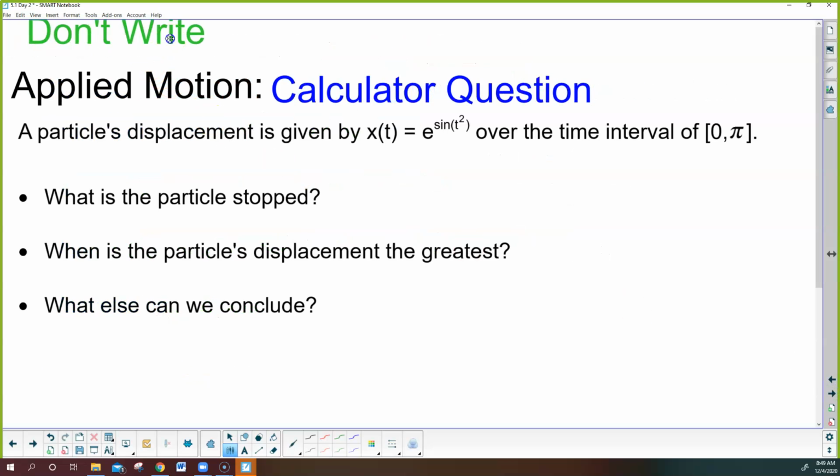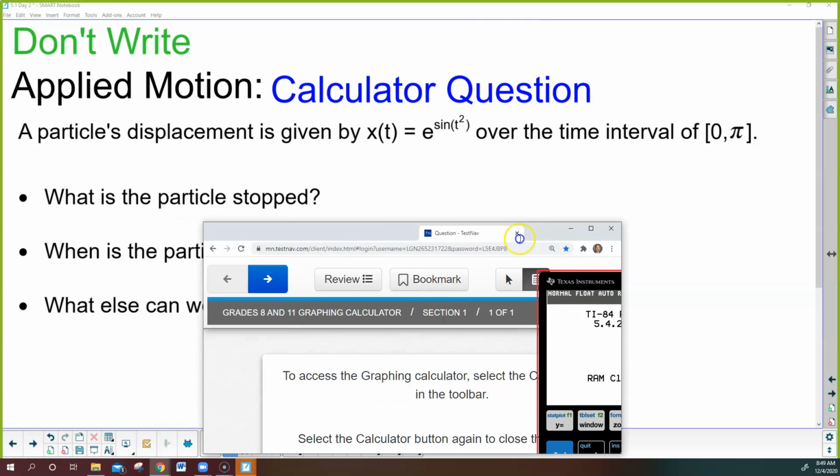Okay, this problem we're going to do in our calculator. So I want you to grab your calculator, whether you're using your computer one or a TI-84 in front of you. I'd like you to pull that up, and we're going to work through this together.